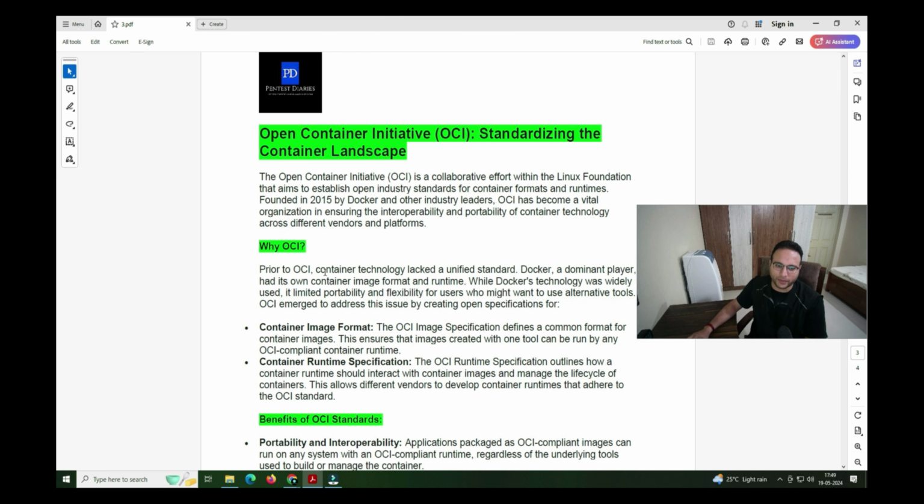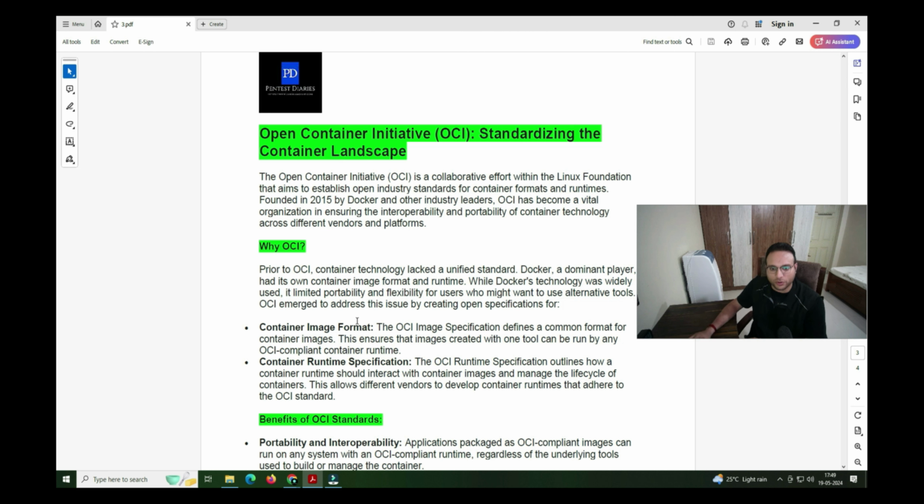Why OCI? Prior to OCI, container technologies lacked a unified standard. Docker, a dominant player, had its own container image format and runtime. While Docker's technologies were widely used, they had limited portability and flexibility for users who might want to use alternative tools. So that was creating a problem for the user, as there was a limitation and no alternative tools. The user had to use Docker only; there was no other possibility.